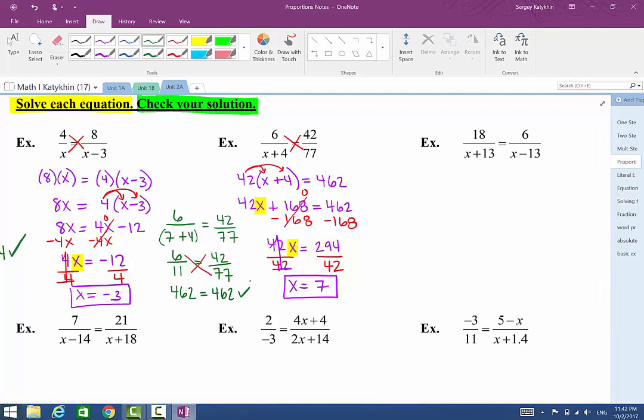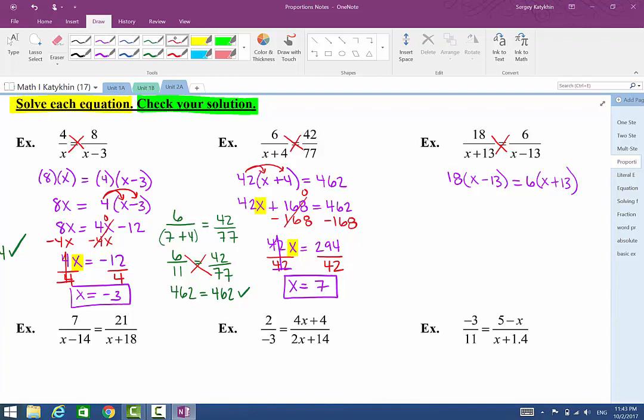Let's look at our next example. We're going to start off this problem by cross multiplying. So when we cross multiply, we get the following. We get 18 times x minus 13 is equal to, again, equal sign is in the middle, 6 times x plus 13.